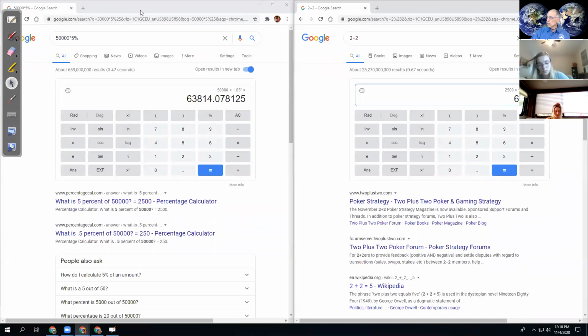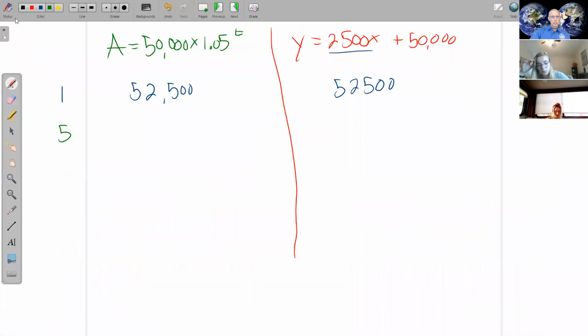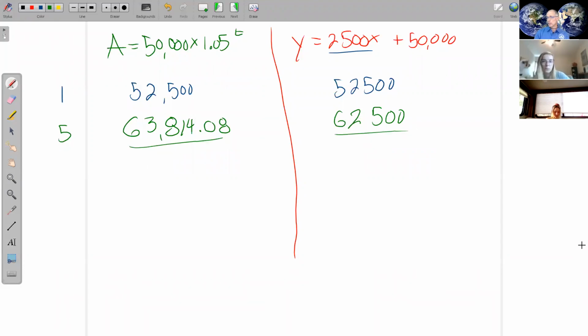So I'm going to put this over here so I can see it. All right, so 5 years later, this one right here is 63,814 and 8 cents rounded. And this one right here is 62,500 because we're only getting 2,500 a year. But here we're getting 5% of whatever we had before, and whatever we had before is bigger than what we started with, so this one is going to grow faster. Notice how much bigger this one is than that one already. And over time, what we're going to see is that that's going to keep happening.